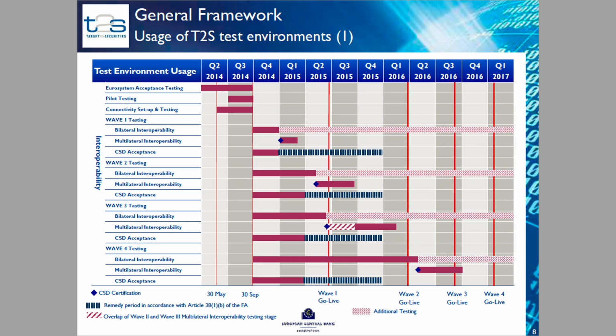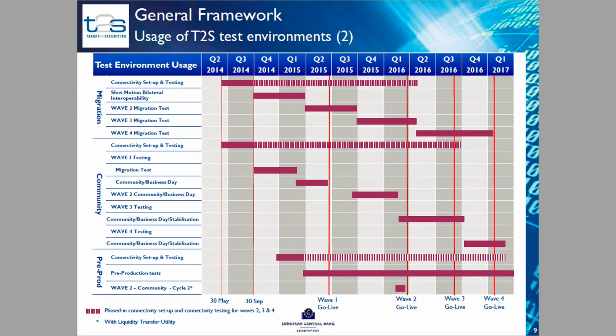The interoperability test environment is an environment where the functional testing takes place. There, the CSDs and central banks test that between their internal systems and T2S, everything works properly, the processes, the information flow is correct, and so on. The next slide shows the rest of the three test environments. There are migration, community, and pre-production test environments.